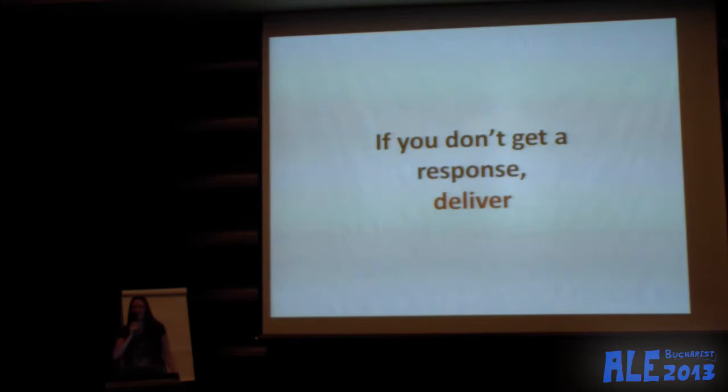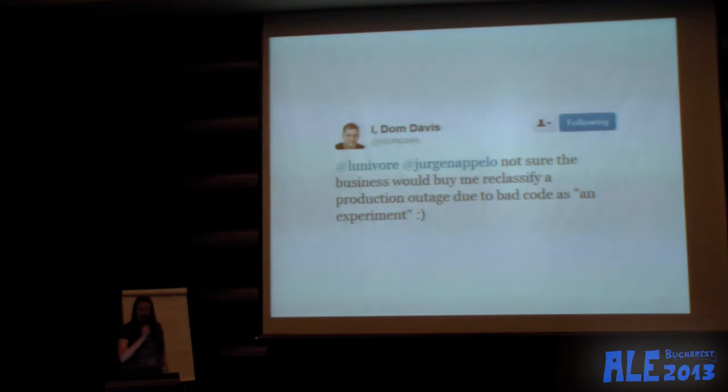So this came out yesterday. We were talking about experiments and the roles of experiments off of the back of Jürgen's keynote. And Don Davis said, I'm not sure the business would, I think it was meant to say, let me reclassify production outage due to bad code as an experiment. And we were talking about the difference between experiments and mistakes. If it's not safe to fail, it's not an experiment. It's not forgiving. Right? So things which are safe to fail are forgiving. Things which aren't are mistakes.